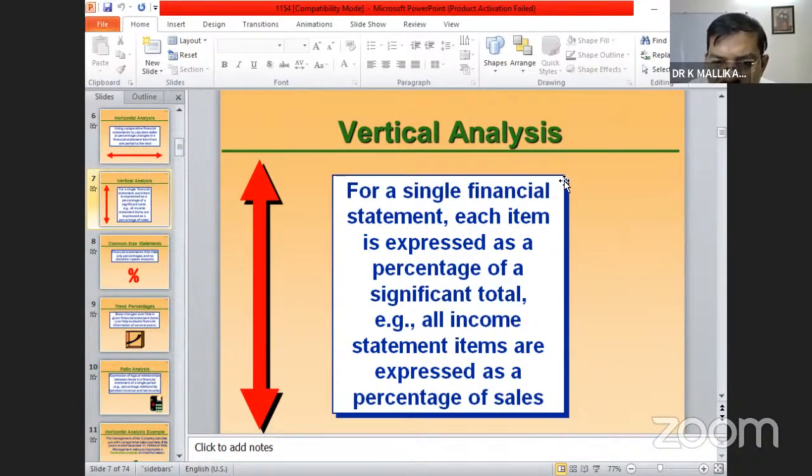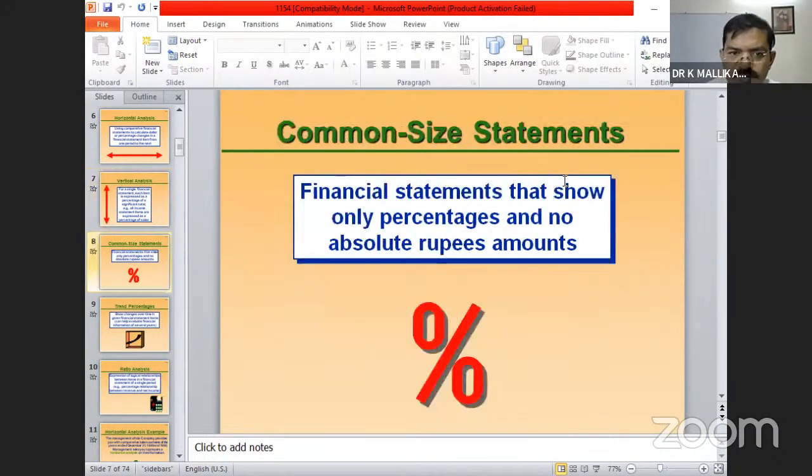What is the component? If sales is 100, what is the component of the cost? What is the component of other expenses? Whether it is excess or less, we'll compare. That is what you can use for vertical analysis.